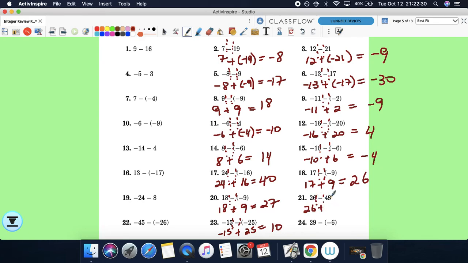Subtraction becomes addition, and 49 becomes negative 49. So now we have a positive and a negative, right? So we can make lots of 0 pairs, so we're going to have some negative left over, right? Aquí no son amigos, ganan negativos, so negative 13, right? Last one, so it's 29 plus 6, and that gives you 35. Okay.